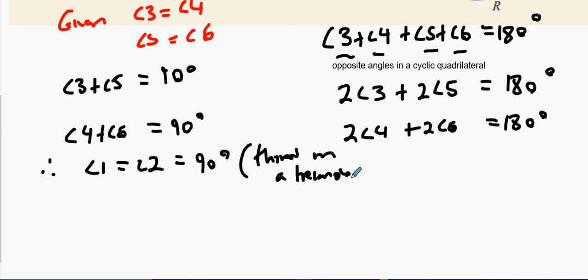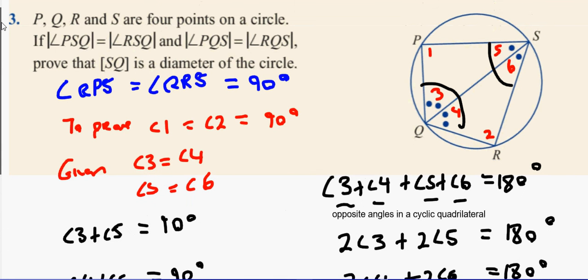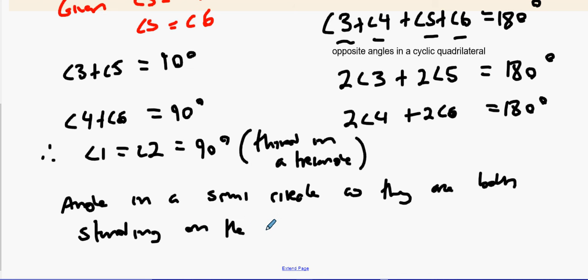And we probably should explain why. So, angle in a semicircle, as they're both standing on the same arc. What arc are they standing on? They're both standing on the arc QS. The writing is important in this, I'm afraid. It just says angle in a semicircle, so therefore QS is the diameter.